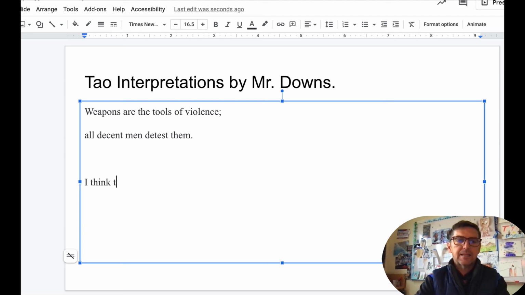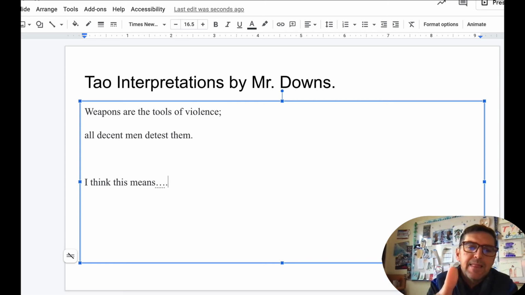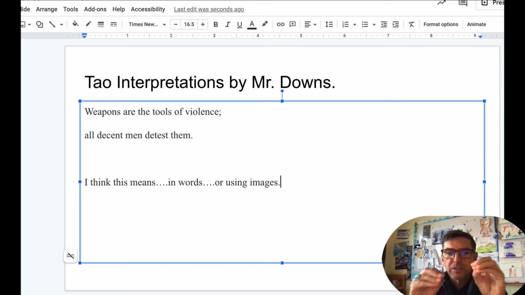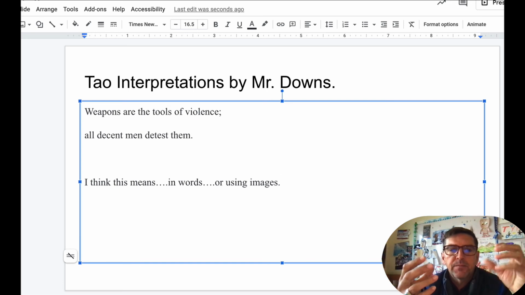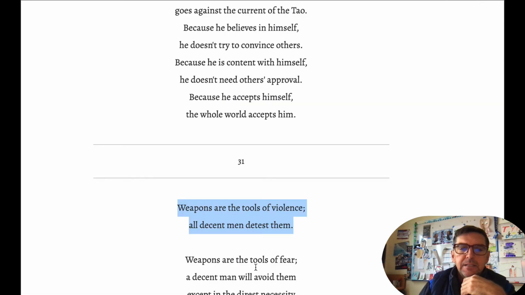I think this means. Or another thing you can do is you can create a slide, almost like a poster. So what's a poster that would communicate that message? So you can say, I think this means in words or using images. So you are interpreting, because this is a little poetic. There's no exact answer. What do you think it means? So we're going to do 3 slides, 3 sections.